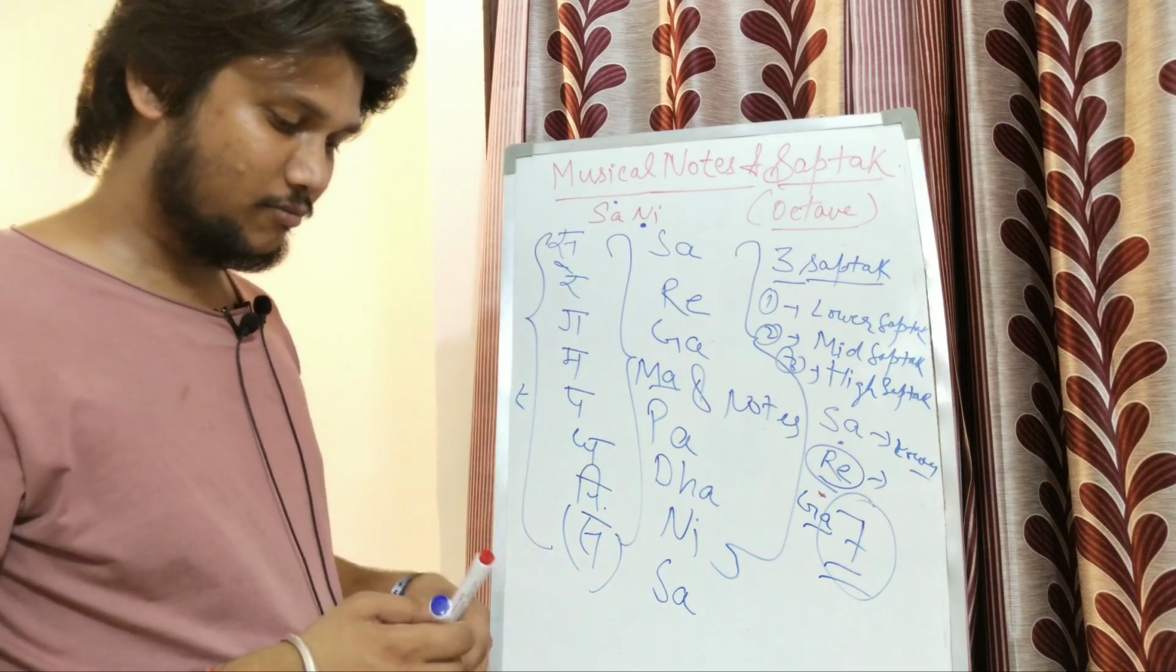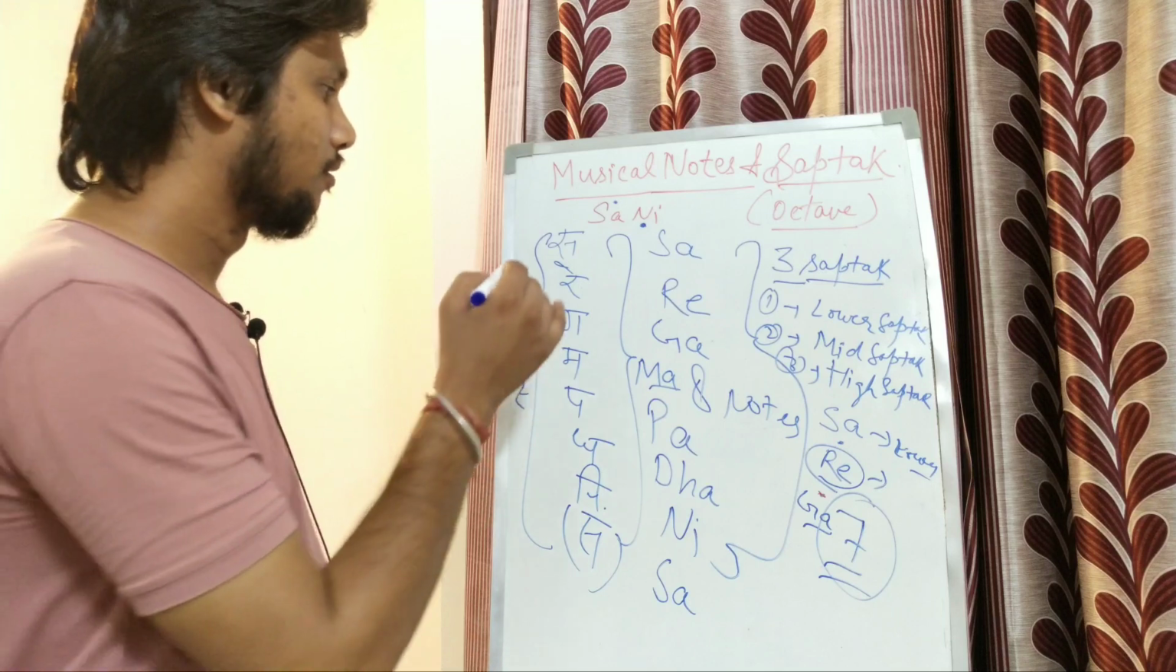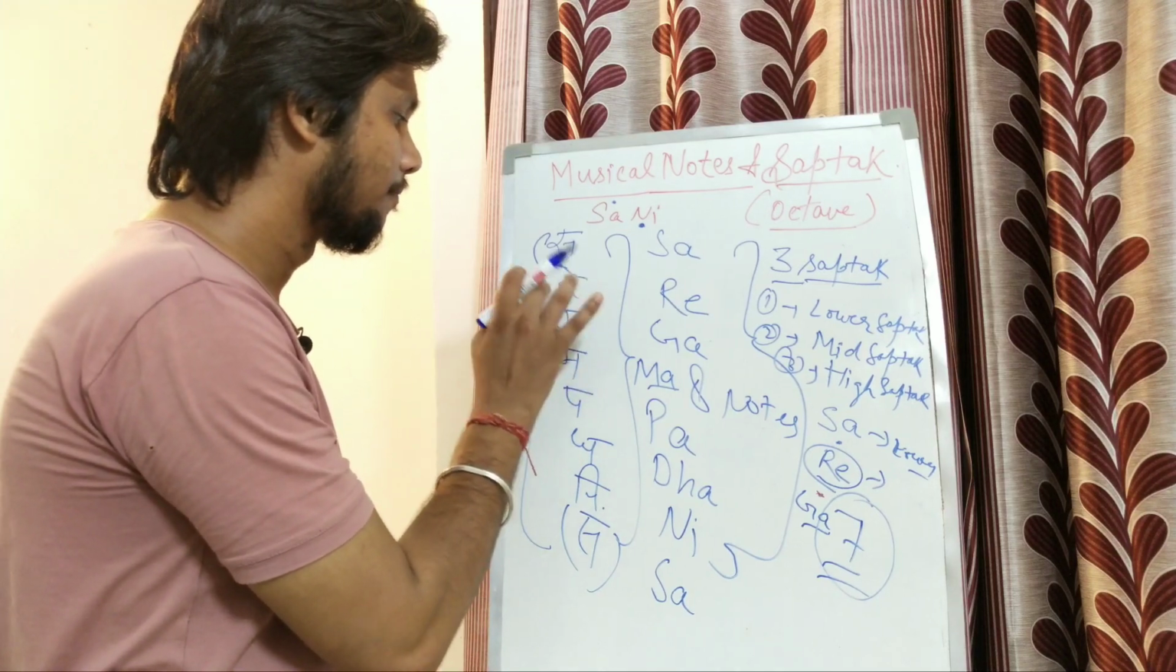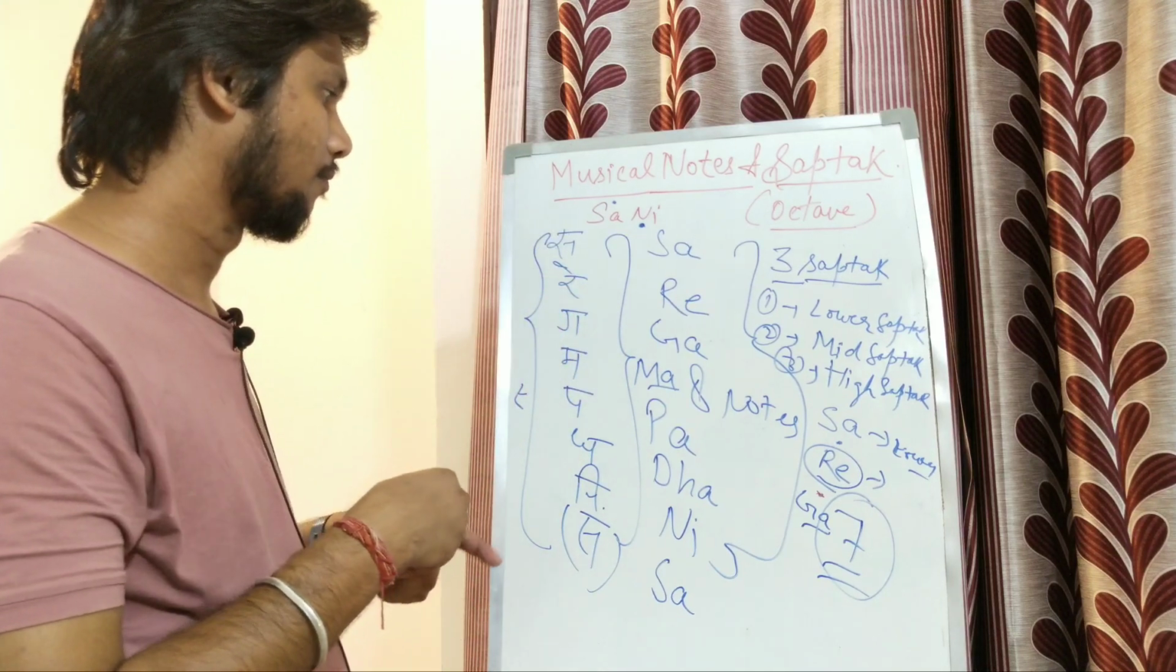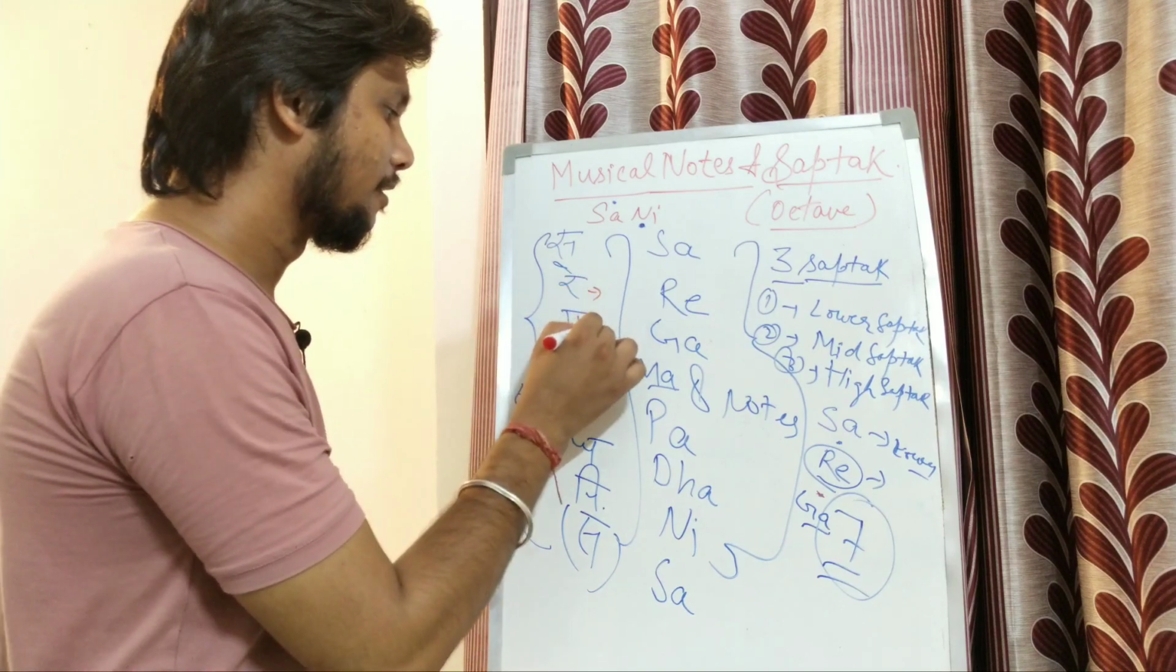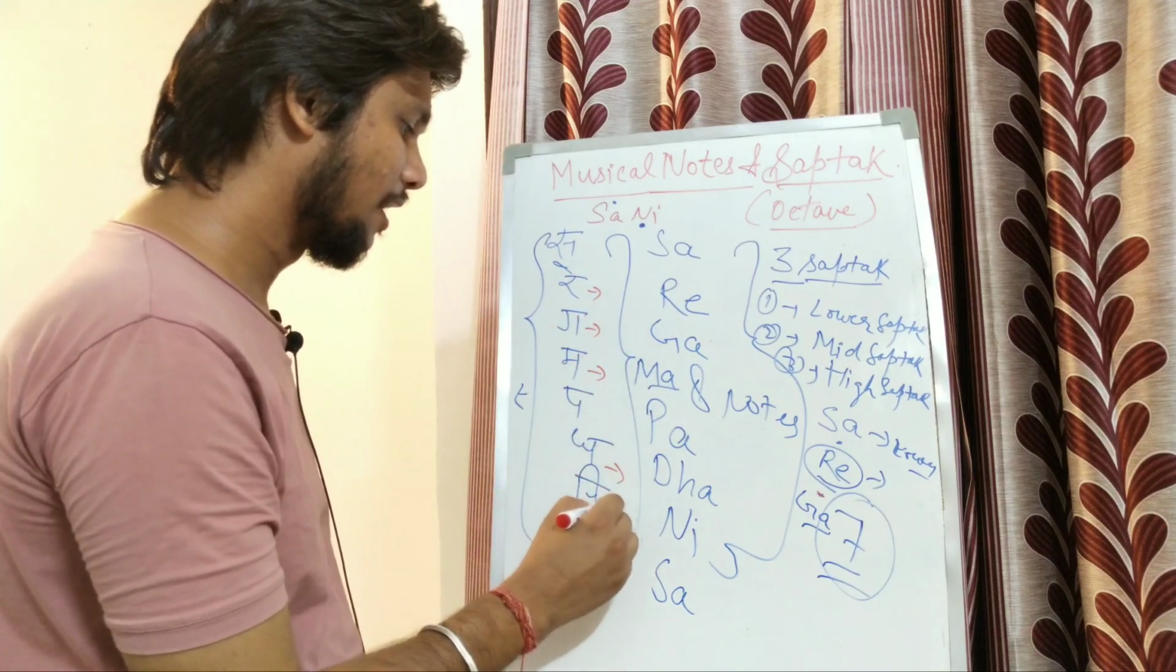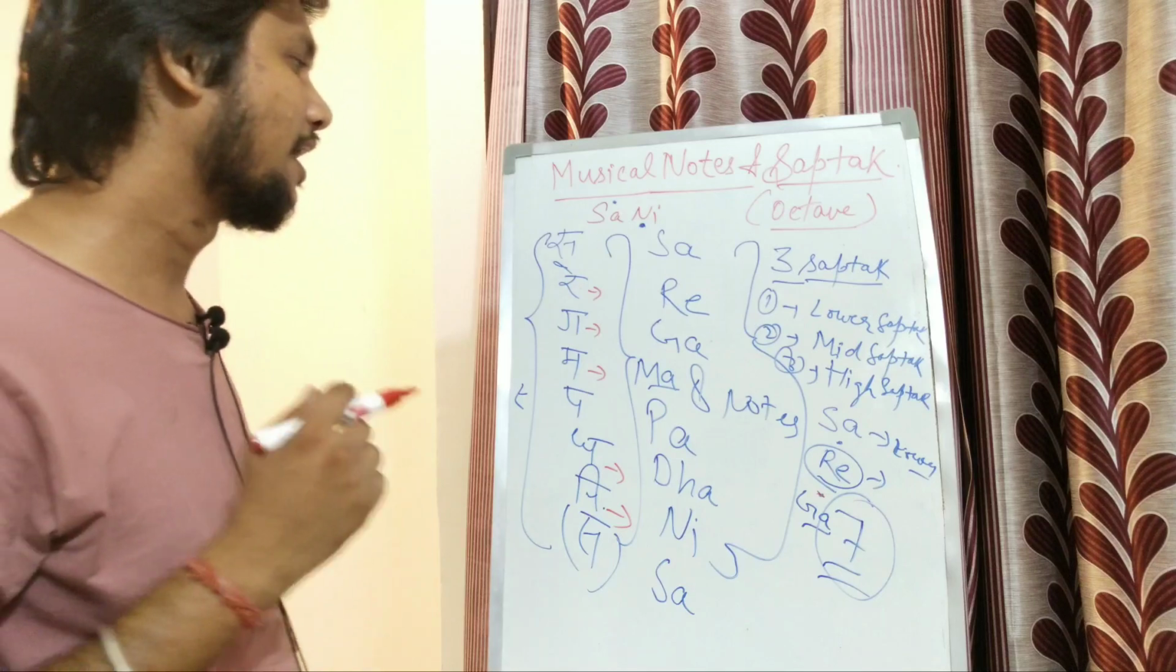So there is one more part of re, ga, ma, dha and ni. Which are these? Let me tell you.